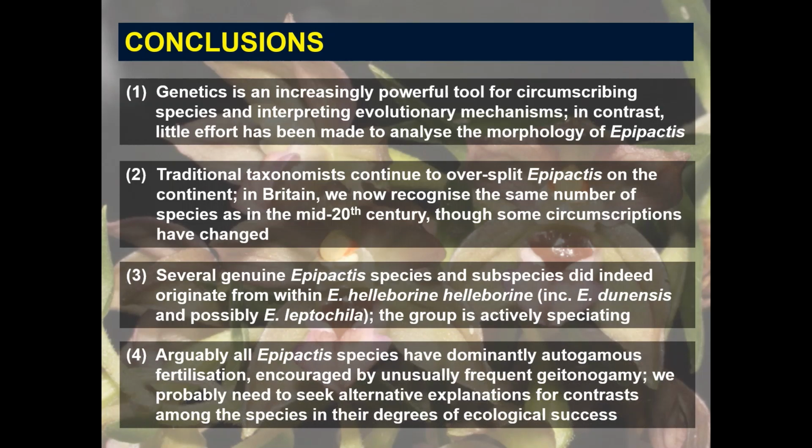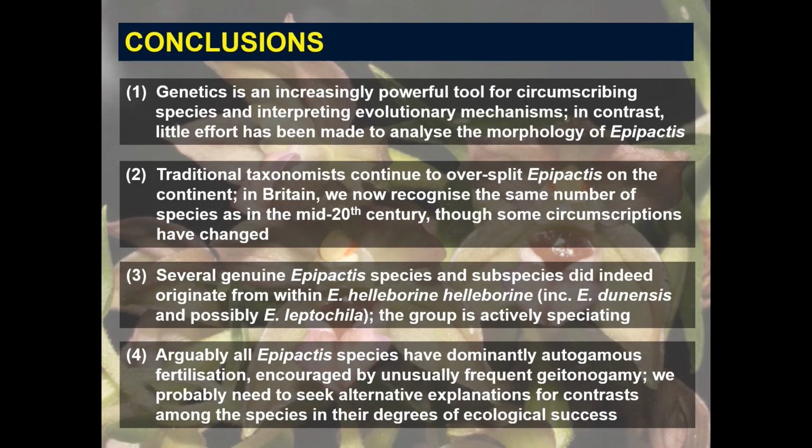And lastly, arguably all Epipactis species have dominantly autogamous fertilisation. The idea that there's this bimodality between autogams and allogams simply isn't true. And I think a major part of the reason for that is frequency of geitonogamy, of insects working their way systematically up the inflorescence of the same plant, consequently preventing the mixing of different genomes.